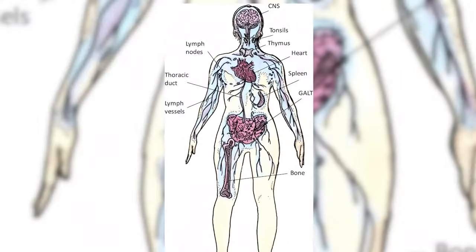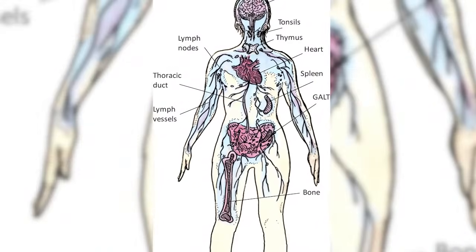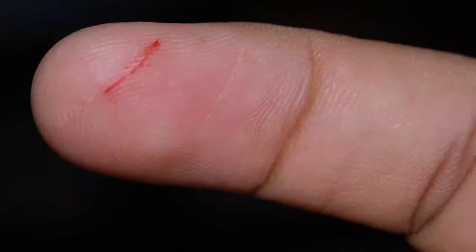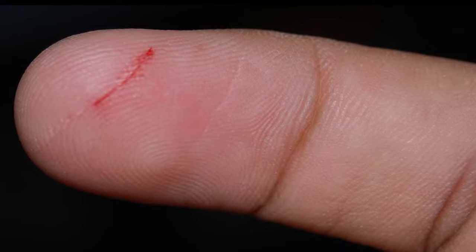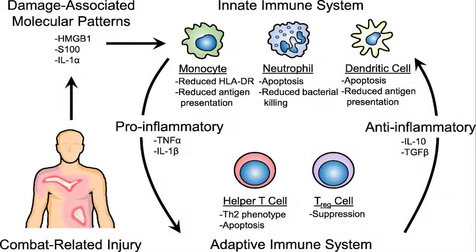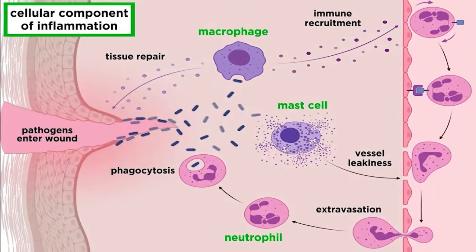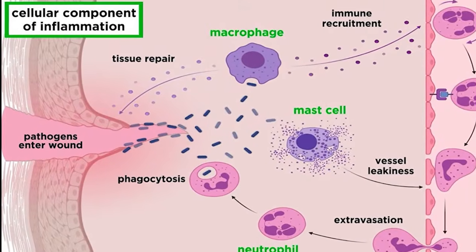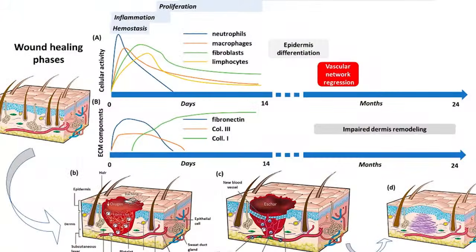The lymphatic system also plays a critical role in the body's response to inflammation, which is a natural response to injury or infection. Inflammation occurs when the immune cells in the lymphatic system respond to harmful stimuli such as pathogens or damaged cells. The immune cells release chemicals that cause the blood vessels to dilate, increasing blood flow to the affected area and bringing in more immune cells to help fight the infection.